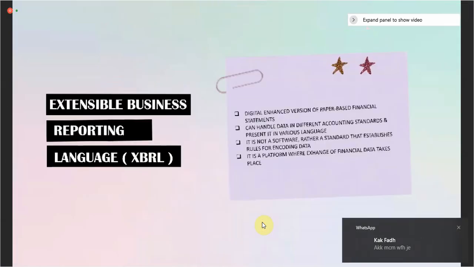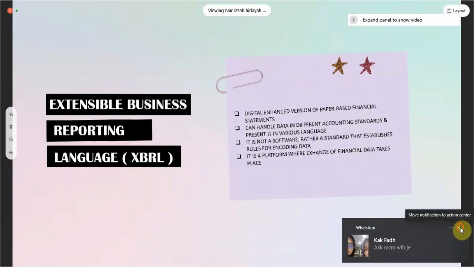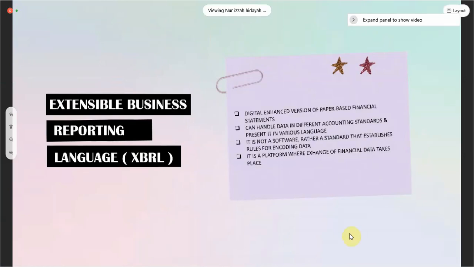We will continue with Extensible Business Reporting Language (XBRL). It is a digital enhanced version of paper-based financial statements. It can handle data in different accounting standards and present it in various languages. It is not a software, rather a standard that establishes rules for encoding data. It is a platform where exchange of financial data takes place.